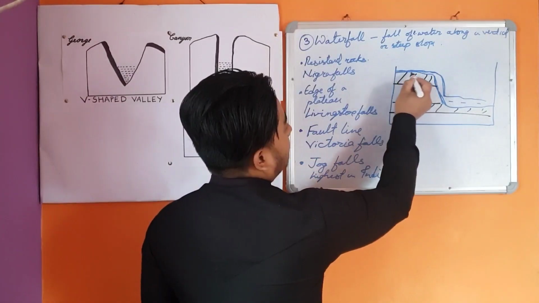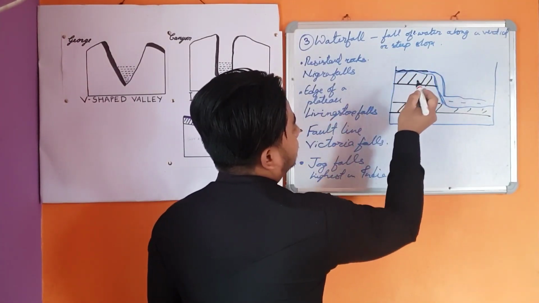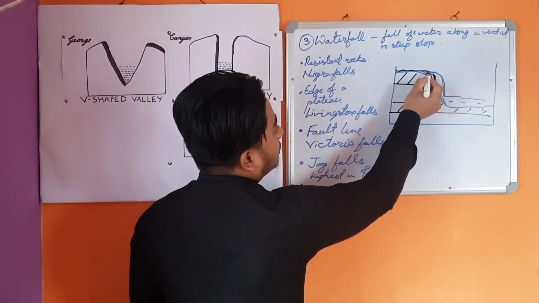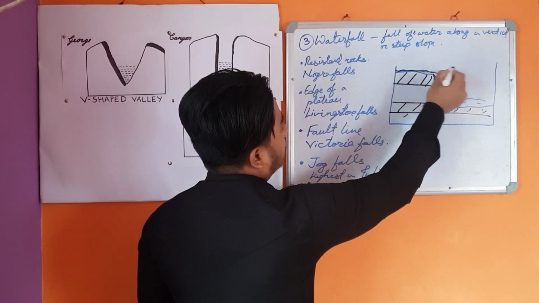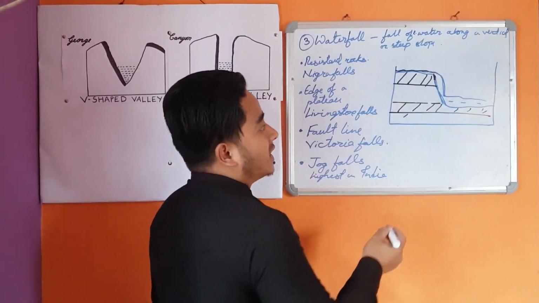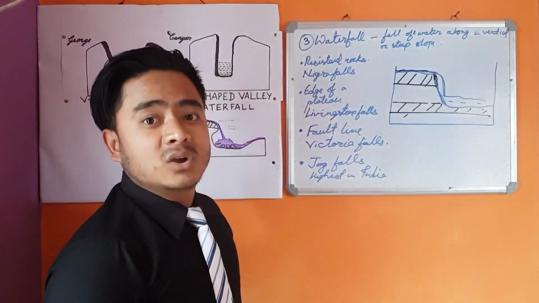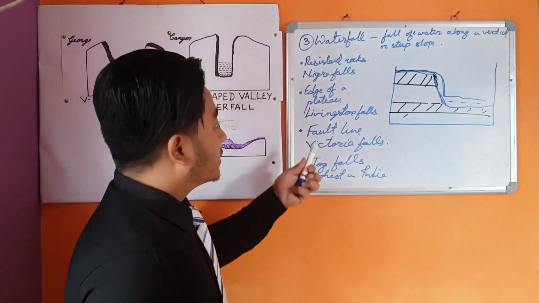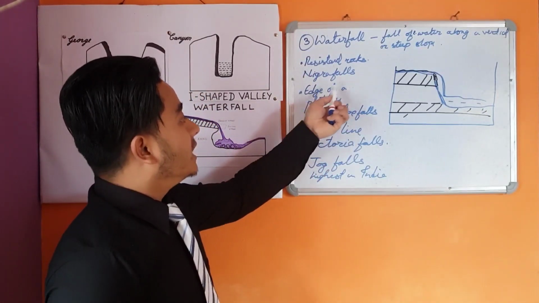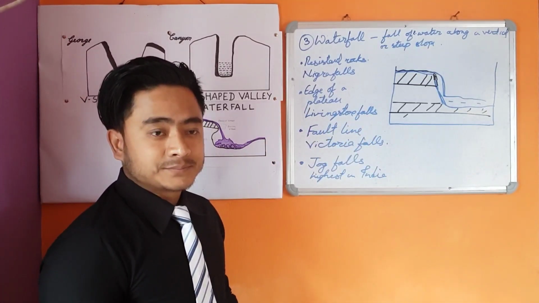See, if this part is the plateau, the river is flowing over here. So now this is the edge of the plateau. Now the river water cannot flow across the edge of the plateau. As a result, the water falls, and that leads to the formation of the waterfall. So the common example of a waterfall formed due to the edge of a plateau is Livingstone waterfall.